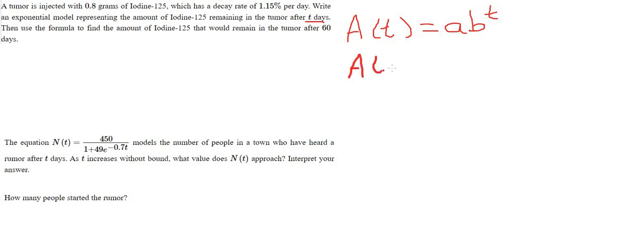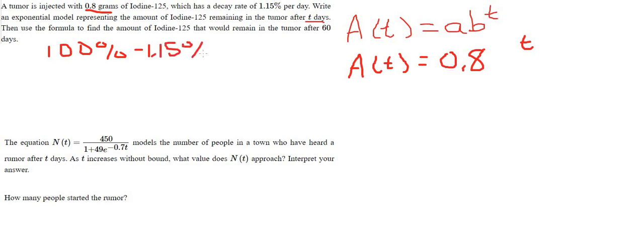A is going to be our starting amount, and we are told that the starting amount is 0.8 grams. We'll put that in for the A. The B is what we need to multiply by over and over again. T right now is our variable. Well, it's a decay rate of 1.15% per day, so it's 100% minus 1.15%. That's going to be 98.85%. And we want to change that to a decimal by dividing by 100, or moving 2 spots to the left, but either way, we're going to end up with 0.9885 there.